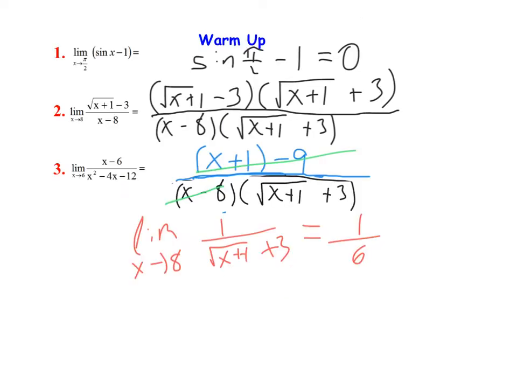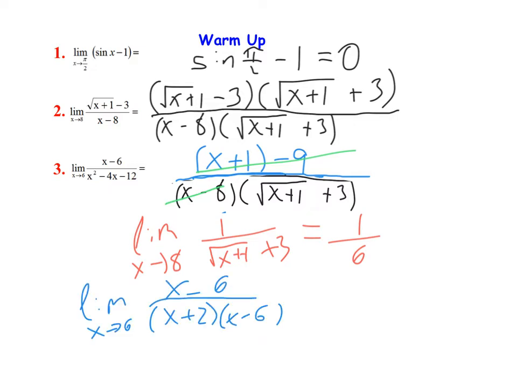For the third problem, can we plug in 6? When you plug in 6 on the bottom, it's going to be 36 minus 24, which is 12, and then 12 minus 12 is 0. So we cannot plug in 6, so let's factor some stuff. Now we're kind of lucky because the bottom ended up having x minus 6, so the x minus 6's will cancel, leaving you with a limit of 1 over x plus 2. When you plug in 6, you're going to end up with 1 over 8. That's your answer. Let's continue.